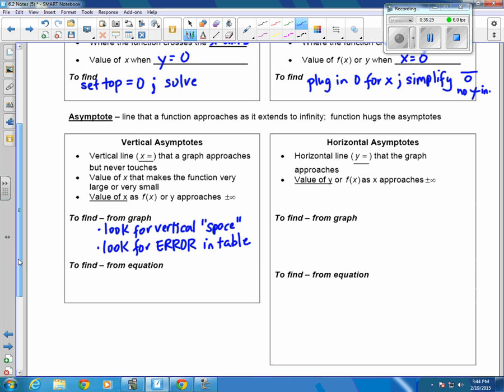The best method, though, was to use the equation. Where did we look in the equation for the vertical asymptote? The denominator, yep. So we set the denominator, otherwise known as the bottom, equal to 0, and we solve it.